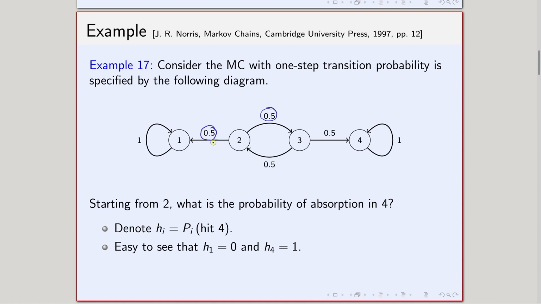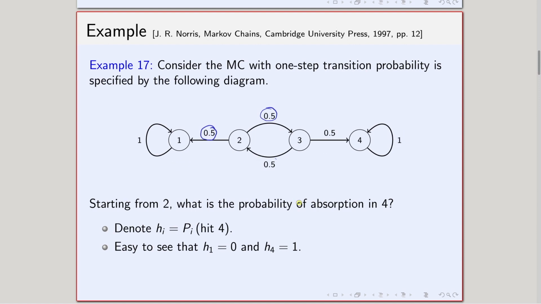The directed edge tells us that from 2 I can go to 1, and this quantity tells us the probability of going from 2 to 1 in one step. Similarly, from 3 I can go to 2 with probability half, and to 4 with probability half, and from 4 I can be in 4 only, with probability 1.